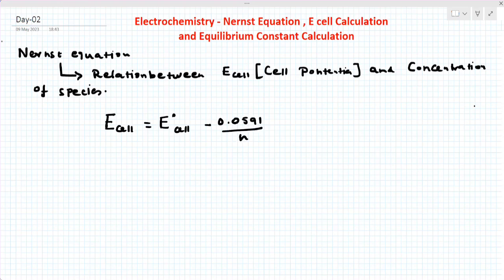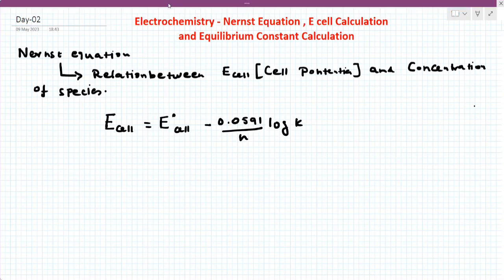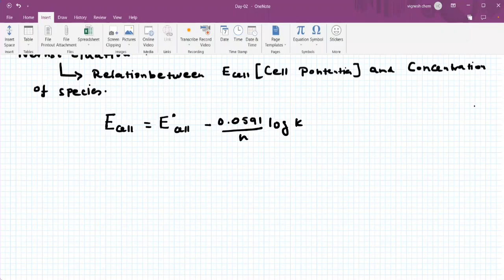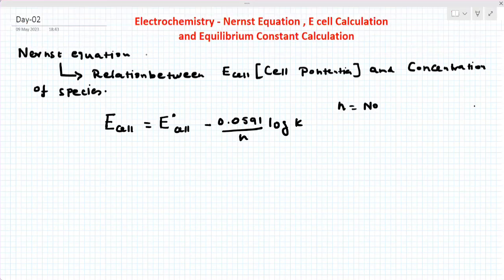0.0591 by n into log Q. Okay, this is the Nernst equation. What is the formula? Ecell is equal to E naught cell minus 0.0591 by n log Q. Okay, now what is n? Number of electrons transferred, number of electrons involved in the cell reaction.